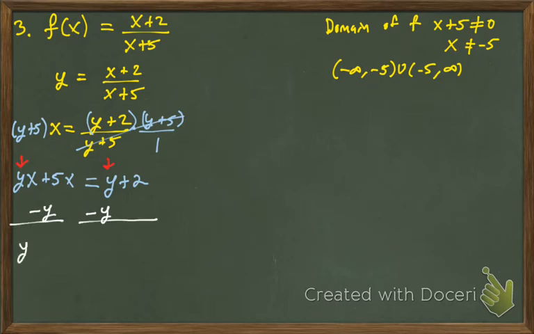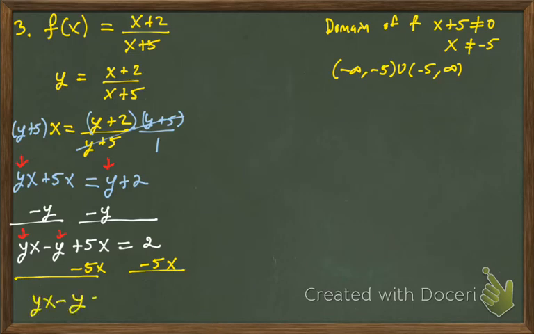Now y is not a like term with yx, so I can't combine them, but I can write it as yx minus y. We still have 5x hanging out on the left-hand side, and that's equal to 2. Okay? And there are my two y terms. So we got them on the left-hand side. Now 5x is not a y term, so we're going to go ahead and move it over. So we're going to subtract 5x from both sides to move it over. Okay, so now we have yx minus y equals 2 minus 5x.